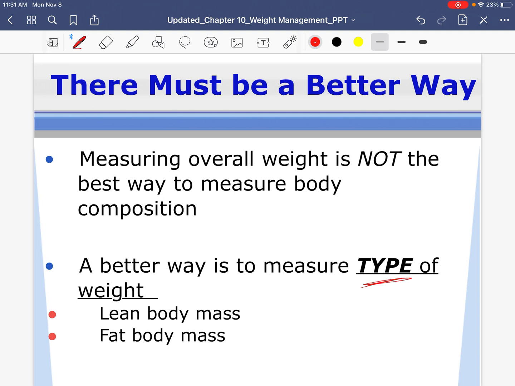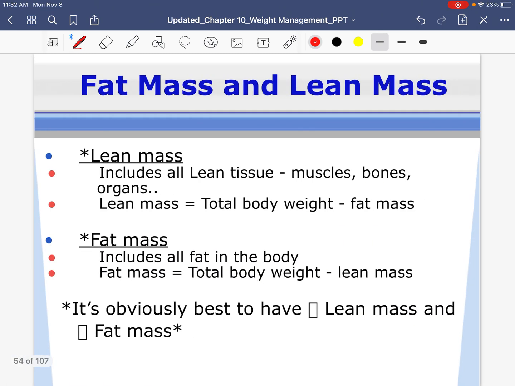So, things to think about. There are better ways to do it. And the better way to do it is to consider type of weight: lean mass versus fat mass.